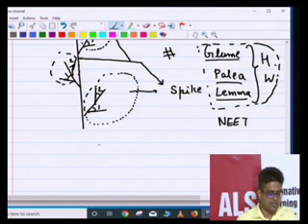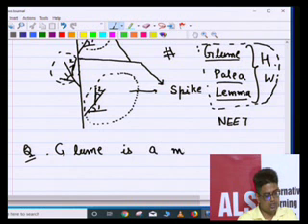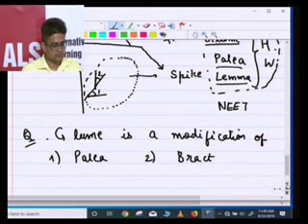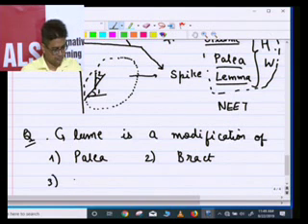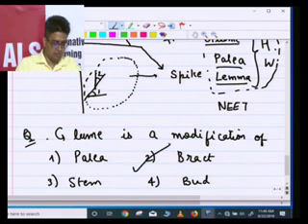Okay, a question has been asked: glume is a modification of, your options are palea, bract, stem, bud. So what is it a modification of? Answer is bract. It's a bract modification.